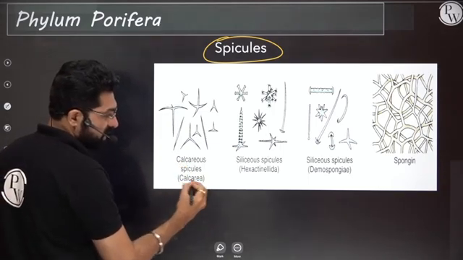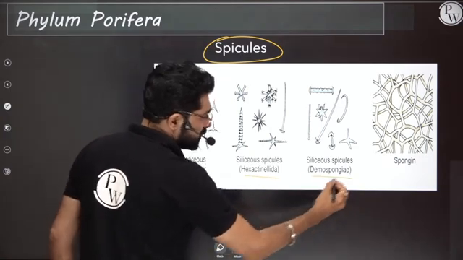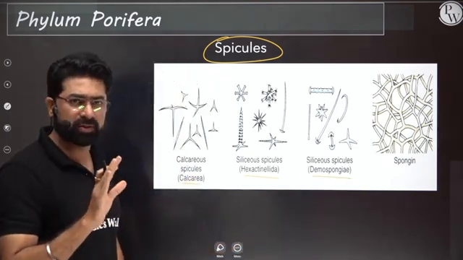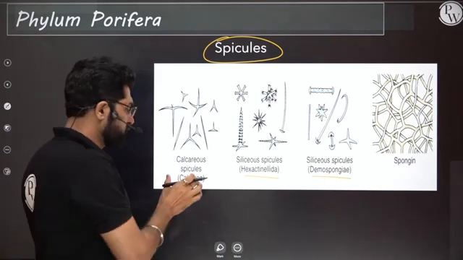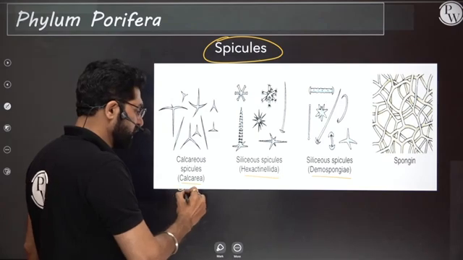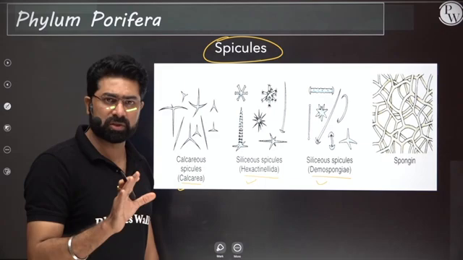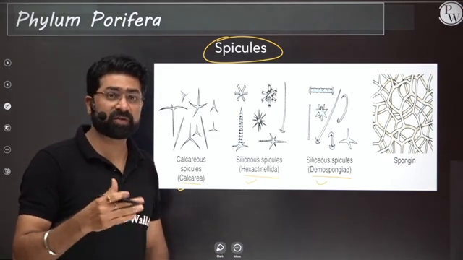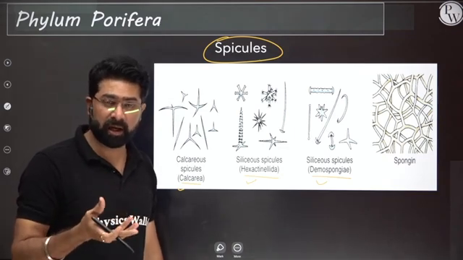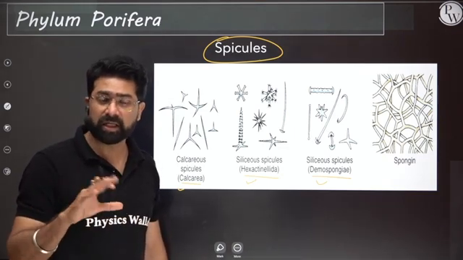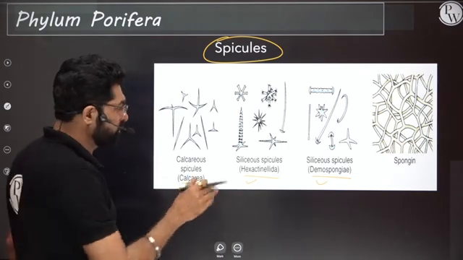Now different types of classes are given here. You can see Calcarea is one class, there is one class called Hexactinellida, then Demospongia. There are three classes, so nothing to worry about further classification of sponges. Just remember there are three classes: Calcarea, Hexactinellida, and Demospongia. Suppose you want to classify mammals, you have some orders like Perissodactyla, Edentata, Cetacea. These are orders. We are not going to worry more about them.